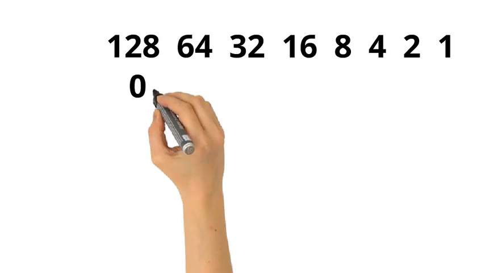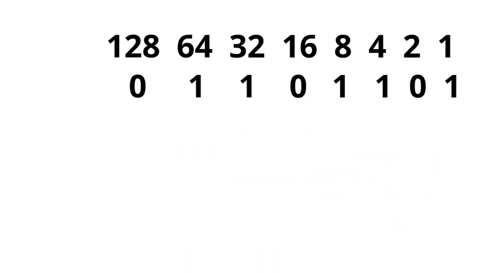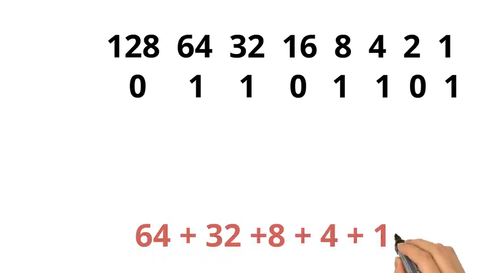Now, let's pick a binary number. Let's do 01101101. So all we need to do is add up every column where there's a 1. So we're going to add 64 plus 32 plus 8 plus 4 plus 1. And when we add those all up, we get 109. So our binary pattern 01101101 in decimal is 109.